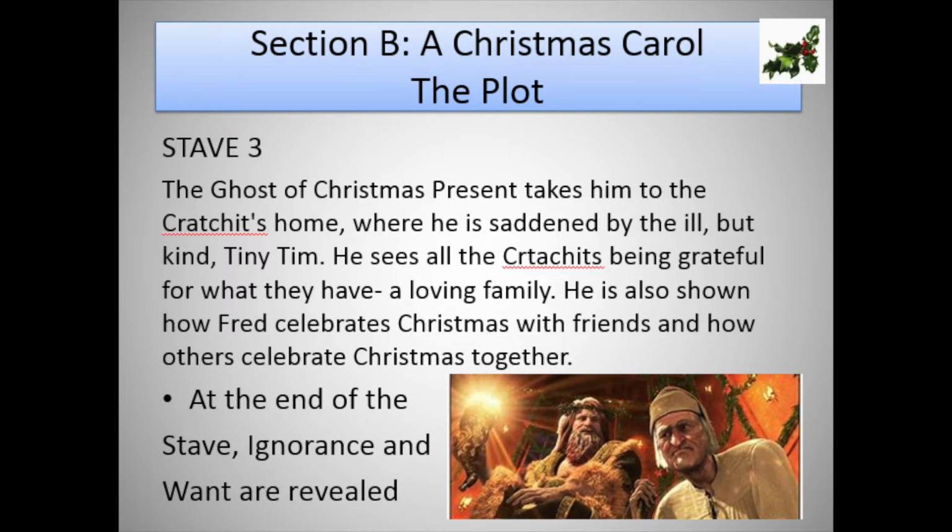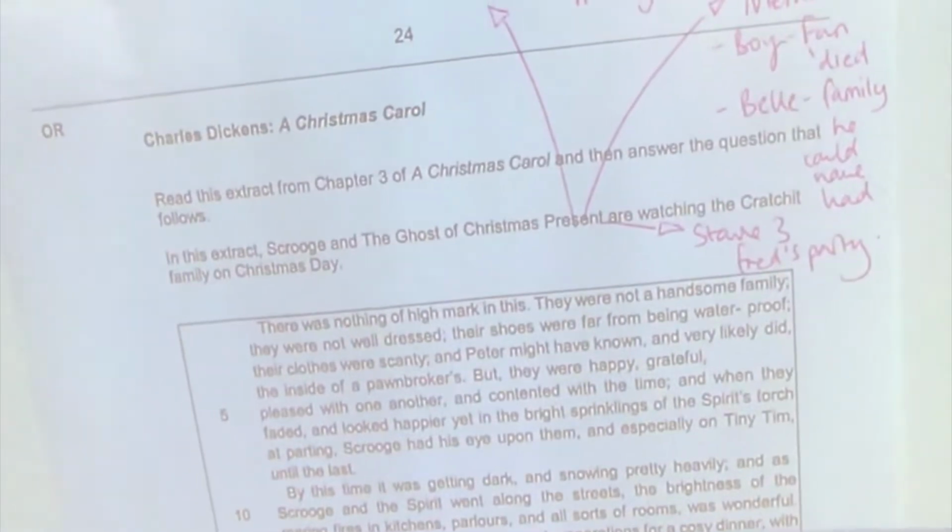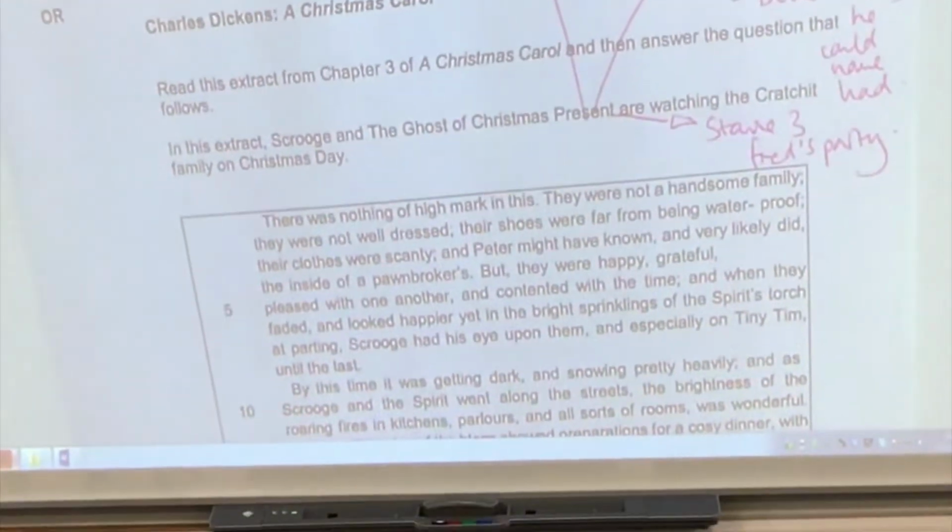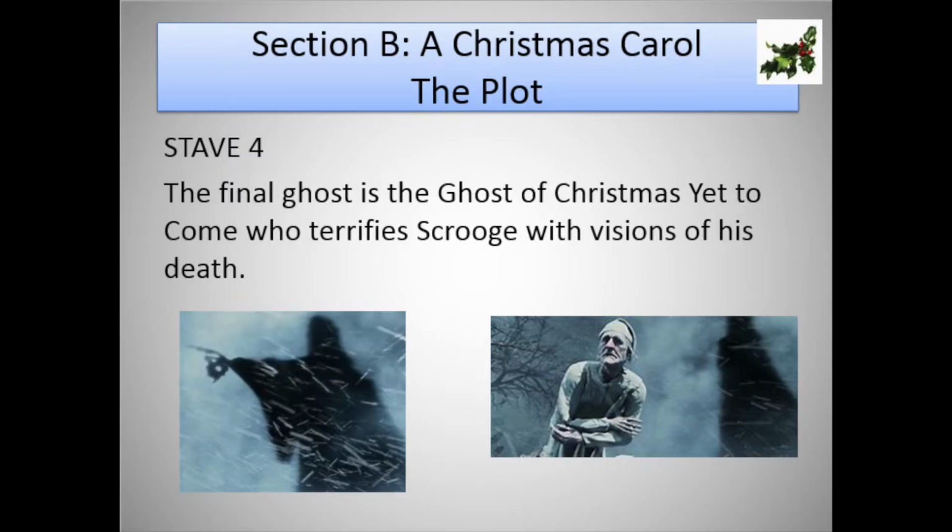In stage 4, we know that we see the ghost of Christmas Yet to Come. We understand that we see his family and the fact that nobody is sort of responding to his death. His family aren't interested. We see that the Cratchit family have been really badly impacted by the death of Tiny Tim.